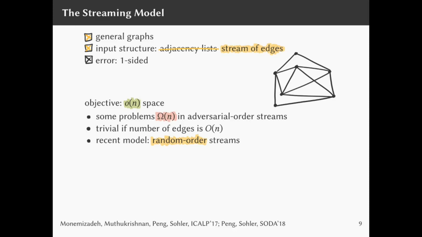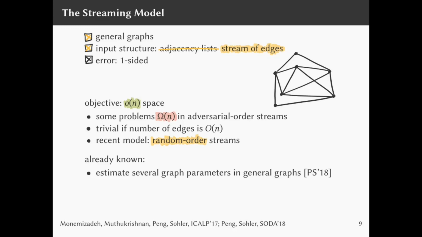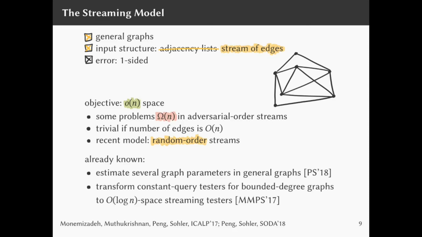There are some things that we know in this model, and for example, we know that we can estimate several graph parameters, like the number of connected components in general graphs, and this is a result by Peng and Zola. And for example, we also know that we can transform constant query testers for bounded degree graphs to O(log n) space streaming testers. And this is a result by Monemizadeh, Muthukrishnan, Peng, and Sohler.